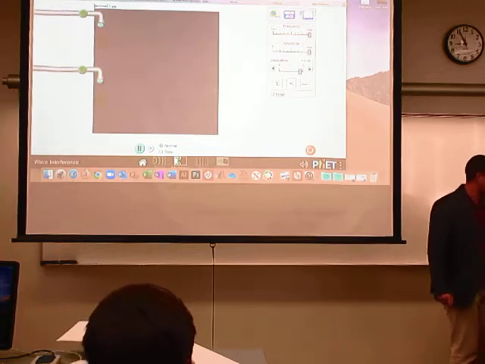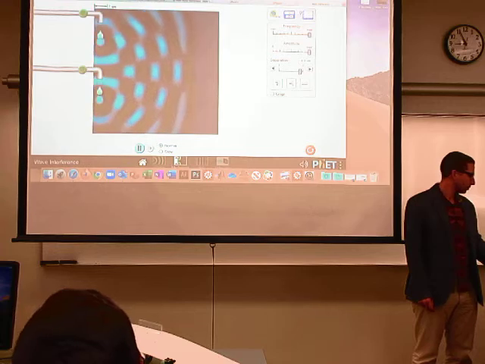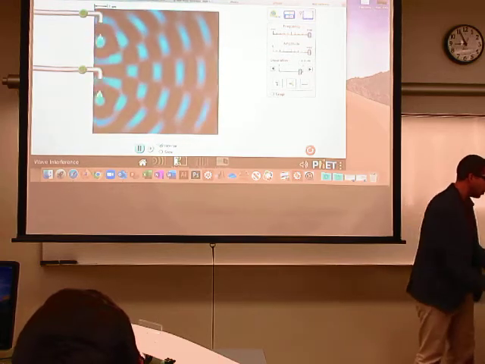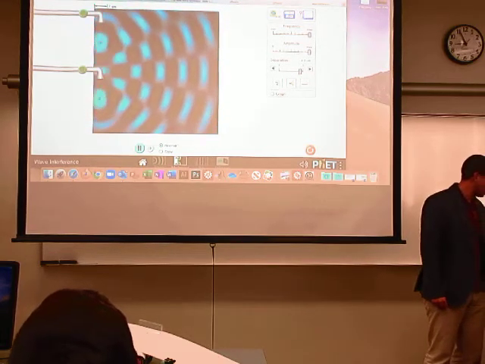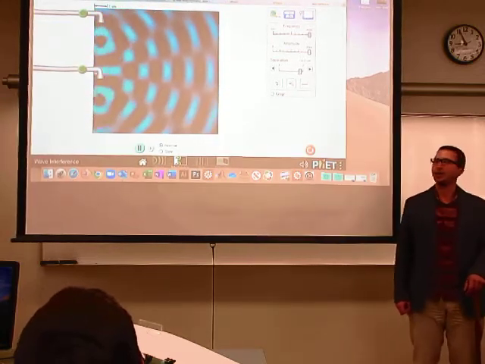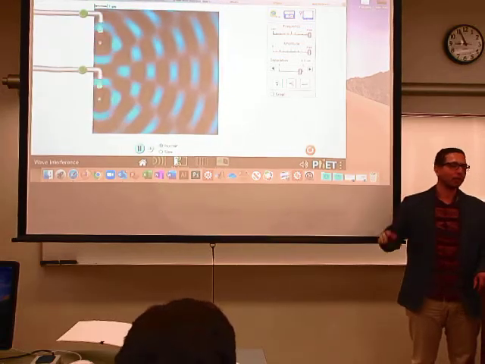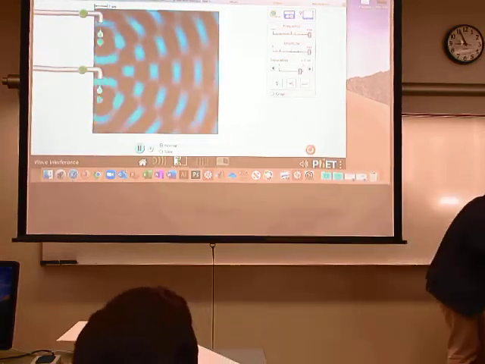I can make the sources farther apart. What's happened when I've made the sources farther apart? I've actually got some more interference fringes that you can see here. Okay, so this is the physics of really what we're going to be observing in the lab today.